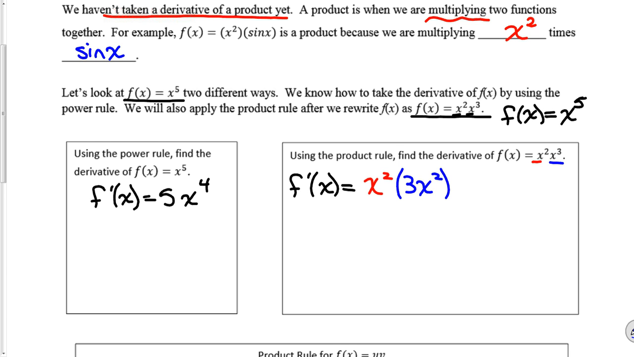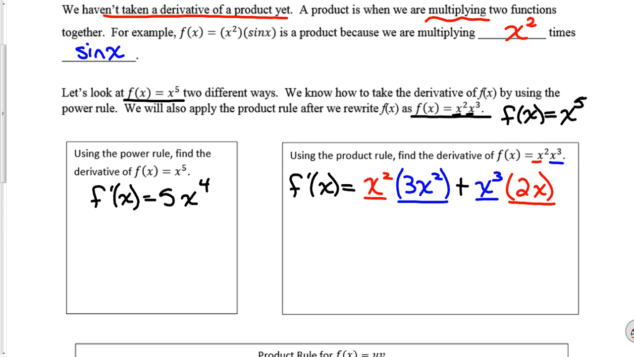I get this. I get the x squared times 3x squared, which is blue, so it's related to the second function, plus x cubed times 2x, which the 2x is red, so it's related to the red function. And what I really did, if I were to say that in words, is I did the first function times the derivative of the second function plus the second function times the derivative of the first function.